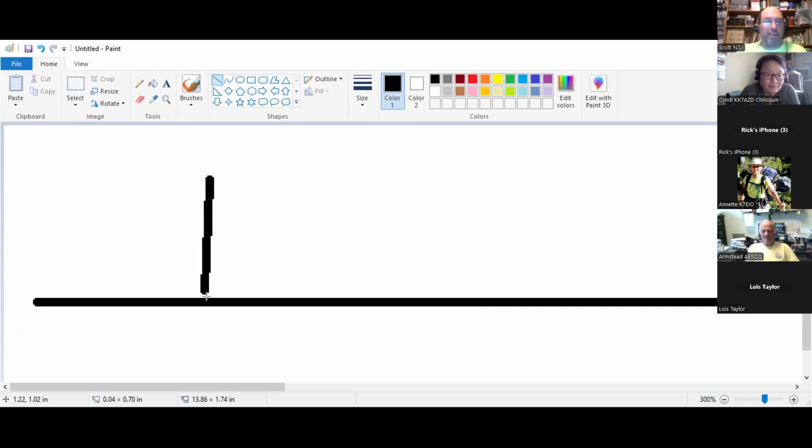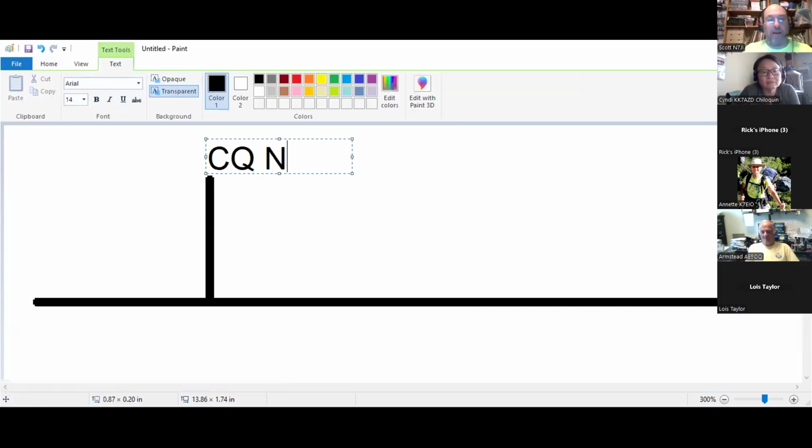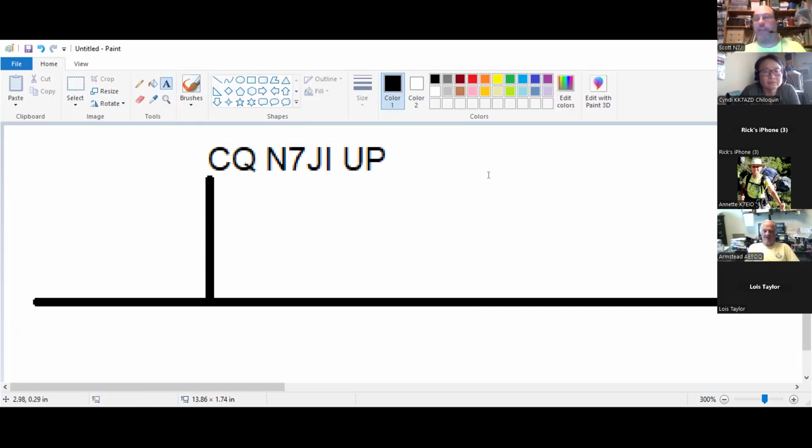We're going to put our baseline right here, and here is us calling. So what we intentionally do is we say, when we call, I'll call CQ N7JI up. Okay, so what I am doing is I am directing everybody to change their transmit frequency and call me above. So that all those stations that call, I might get one over here.